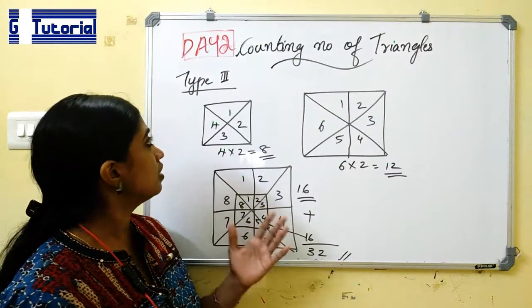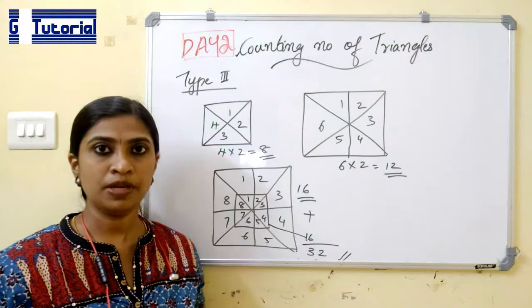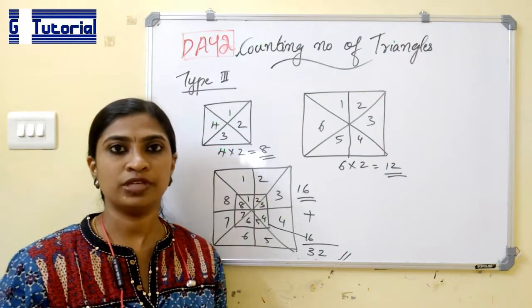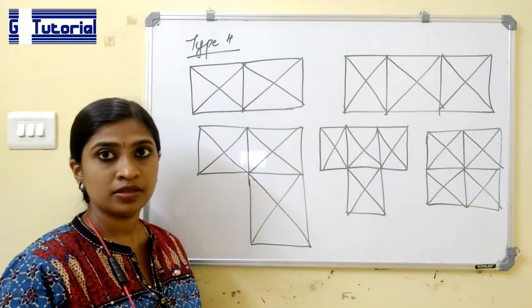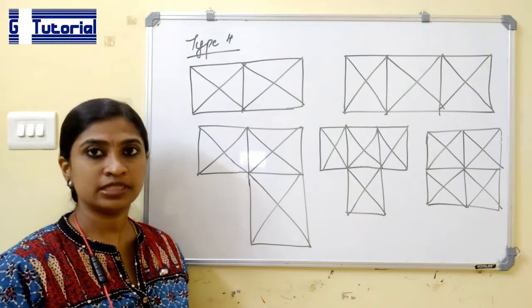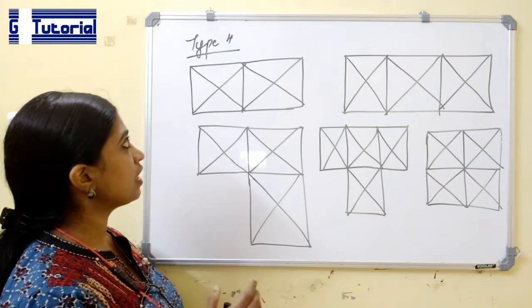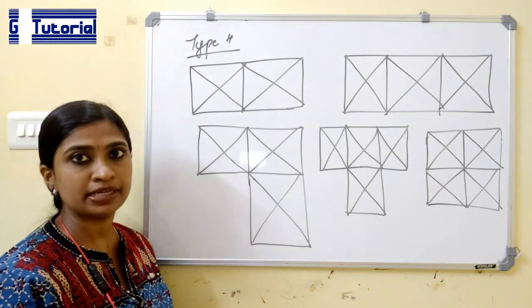This is about the type 3 problem. Now we can move on to the type 4 problem. This is the fourth type problem. This is an extension of the third type. Here also we are asked to find the number of triangles embedded in the given figure.